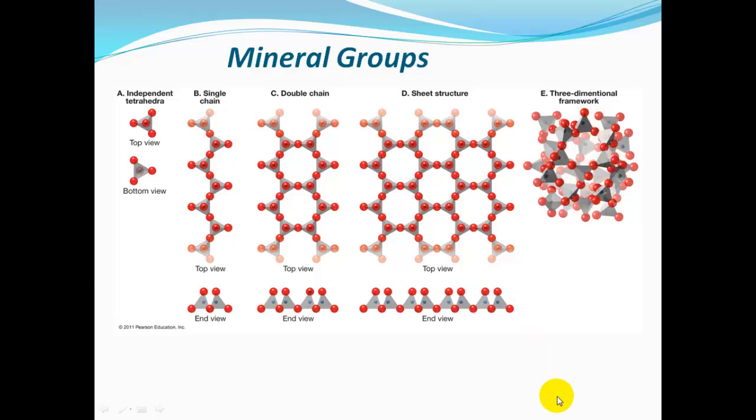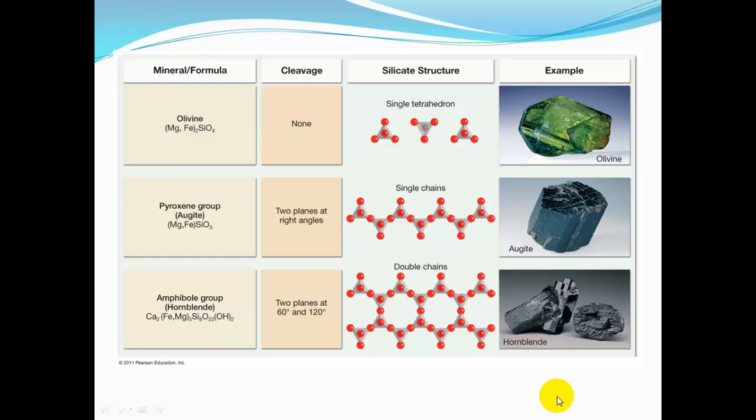at their 4 corners. Okay, so here are example minerals: olivine, which is magnesium and iron SiO4. Okay, it has no cleavage. And here's an example of one of the crystals. Olivine makes very small rounded crystals. The pyroxene group, made of augite, has 2 planes at right angles. A single chain form. You see these planes of cleavage here, 90 degrees.